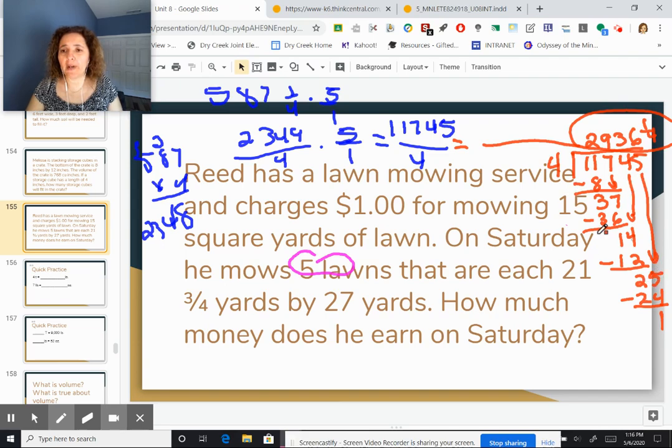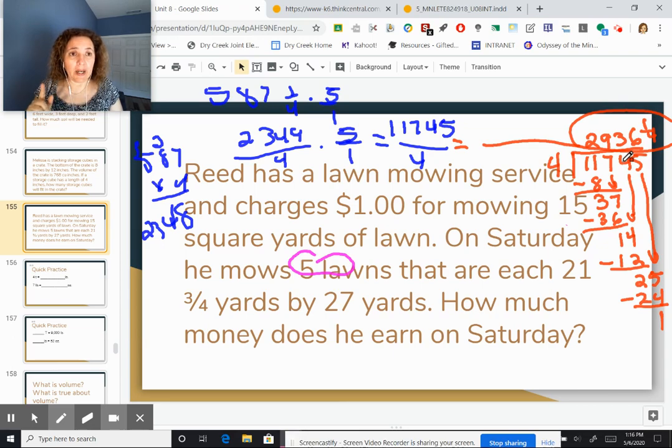I can bring down my 5. 4 goes into 25 6 times. 4 times 6 is 24. 25 minus 24 is 1. Leaves me with 2,936 and 1/4. So that's how much square footage I have with all 5 of the lawns. So mowing all 5 of the lawns, Reed is mowing 2,936 and 1/4 square feet of lawns.